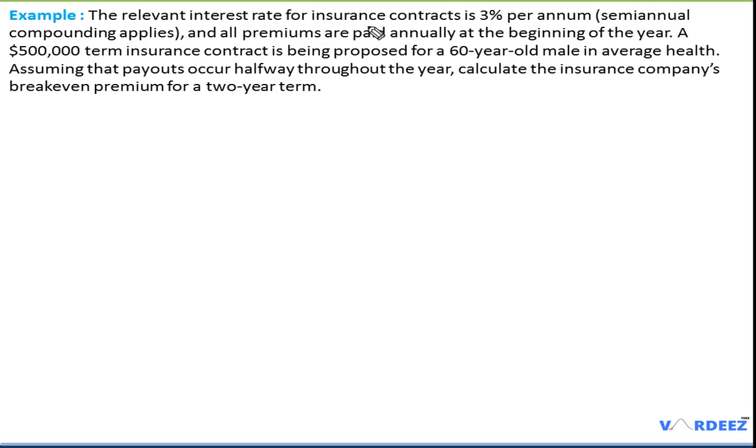The relevant interest rate for insurance is 3% per annum. Semi-annual compounding would apply, and all premiums are paid annually at the beginning of the year. A $500,000 term insurance contract is being proposed for a 60-year-old male, assuming that the payouts occur halfway throughout the year. Now this is one assumption that we are using, that the payouts would occur halfway throughout the year. Calculate the insurance company's break-even premium for a 2-year term.